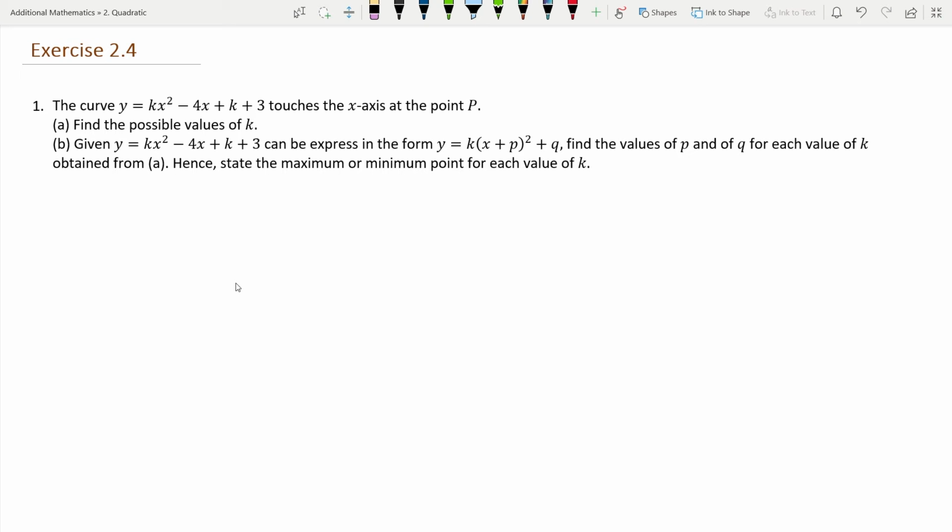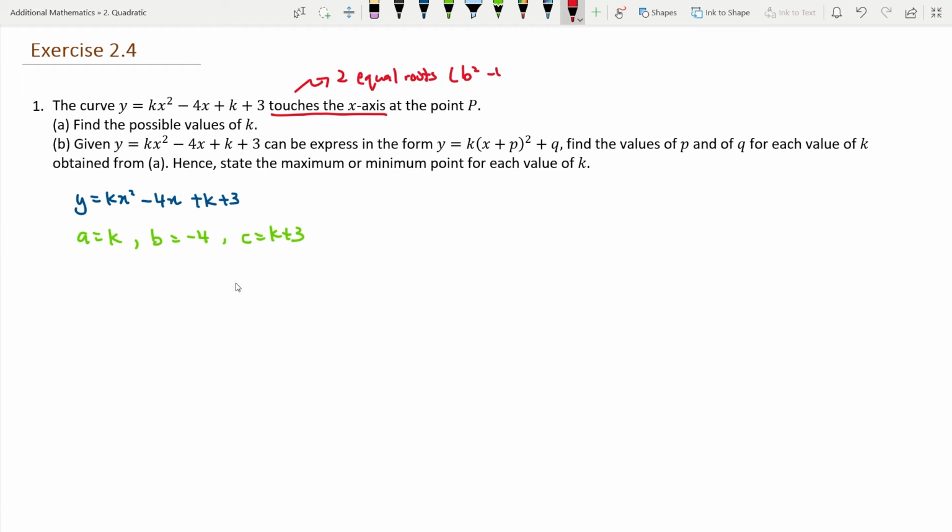Question 1. The curve y equals kx squared minus 4x plus k plus 3 touches the x-axis at the point P. We have y equals kx squared minus 4x plus k plus 3. A is equal to k, B is equal to negative 4, and C is equal to k plus 3. Touches the x-axis indicates that it has two equal roots. Therefore, b squared minus 4ac is equal to 0.